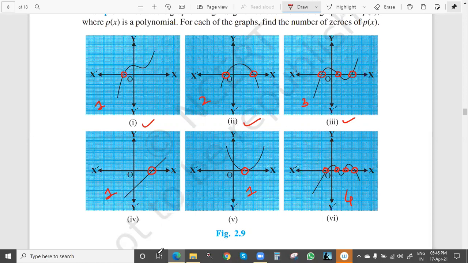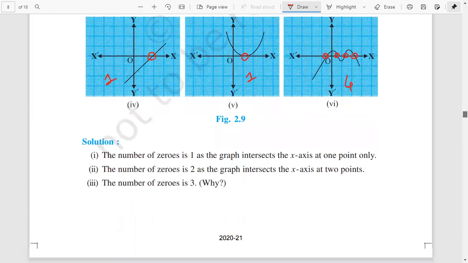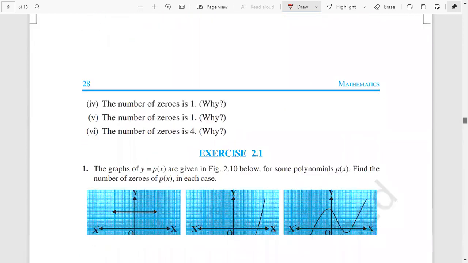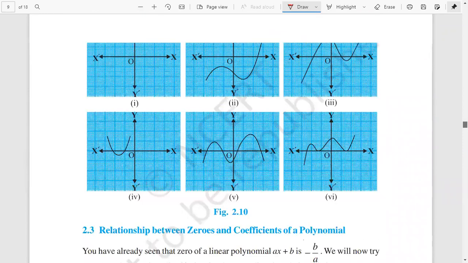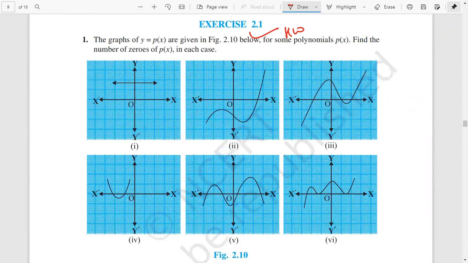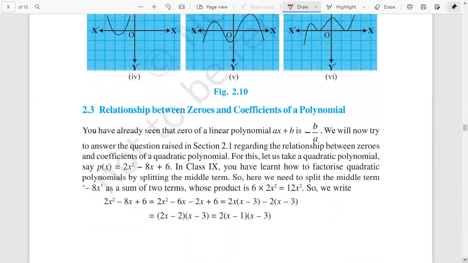Correct. So Chanchal's answer is 1 2 3 and 1 1 4. From the graph you can easily notice 1 meeting point, then 2, then 3, then 1, 1 and 4. Last one is 4, right? So most of you have the right answer. Same question for 2.1, you can easily try as homework. Very easy. In 2 minutes you can solve.